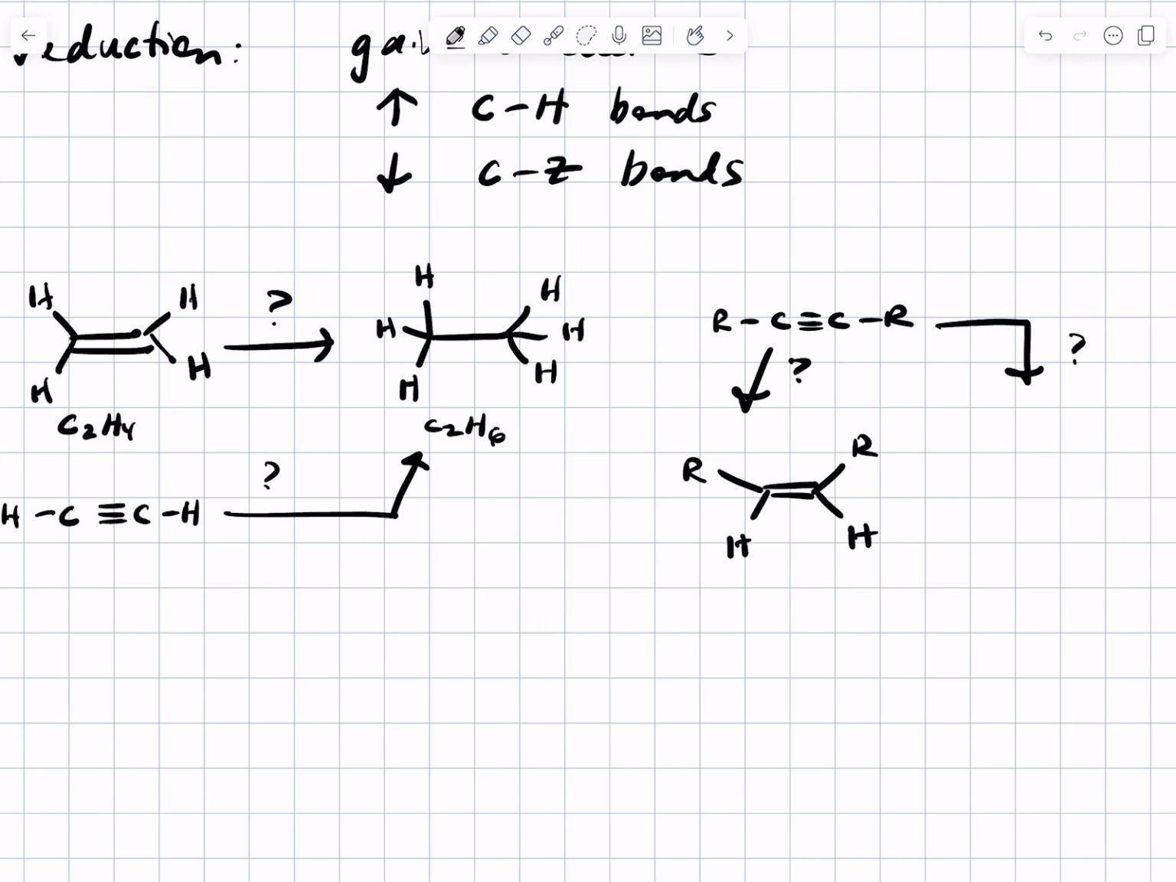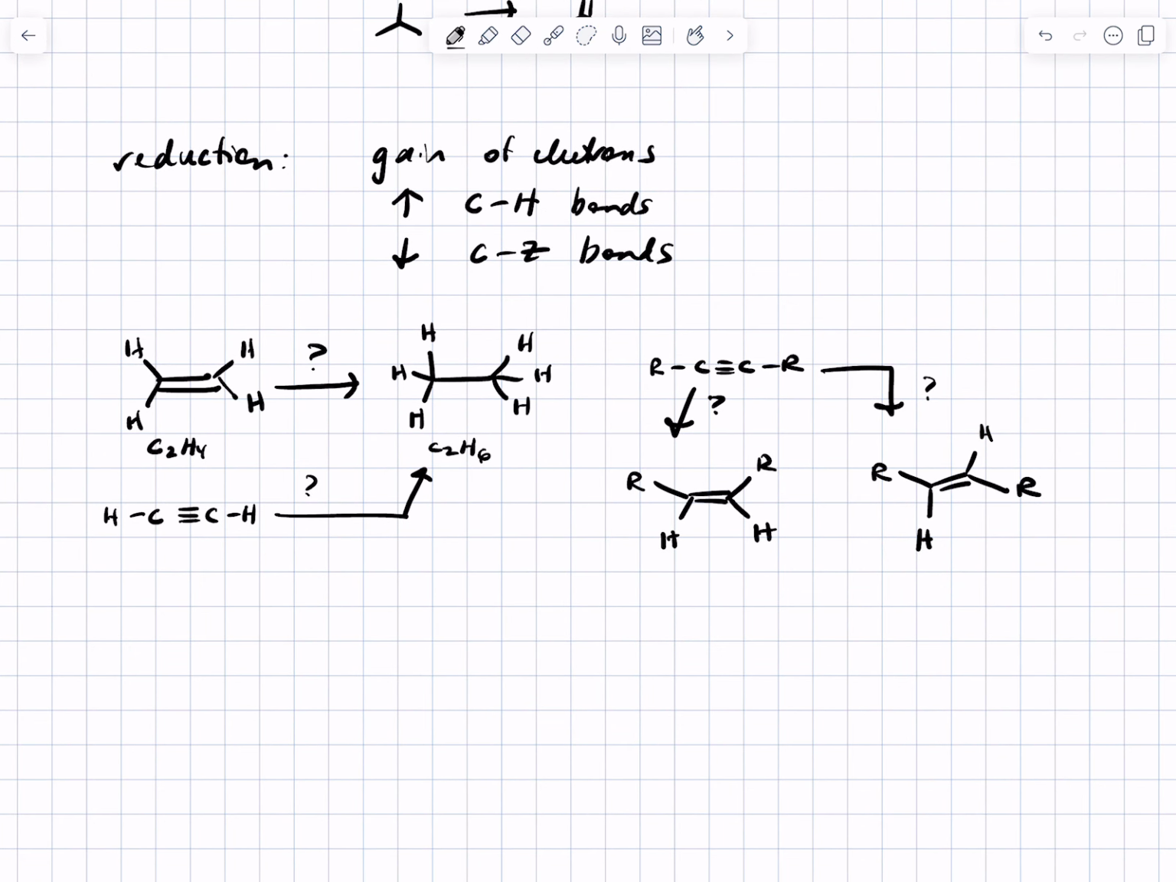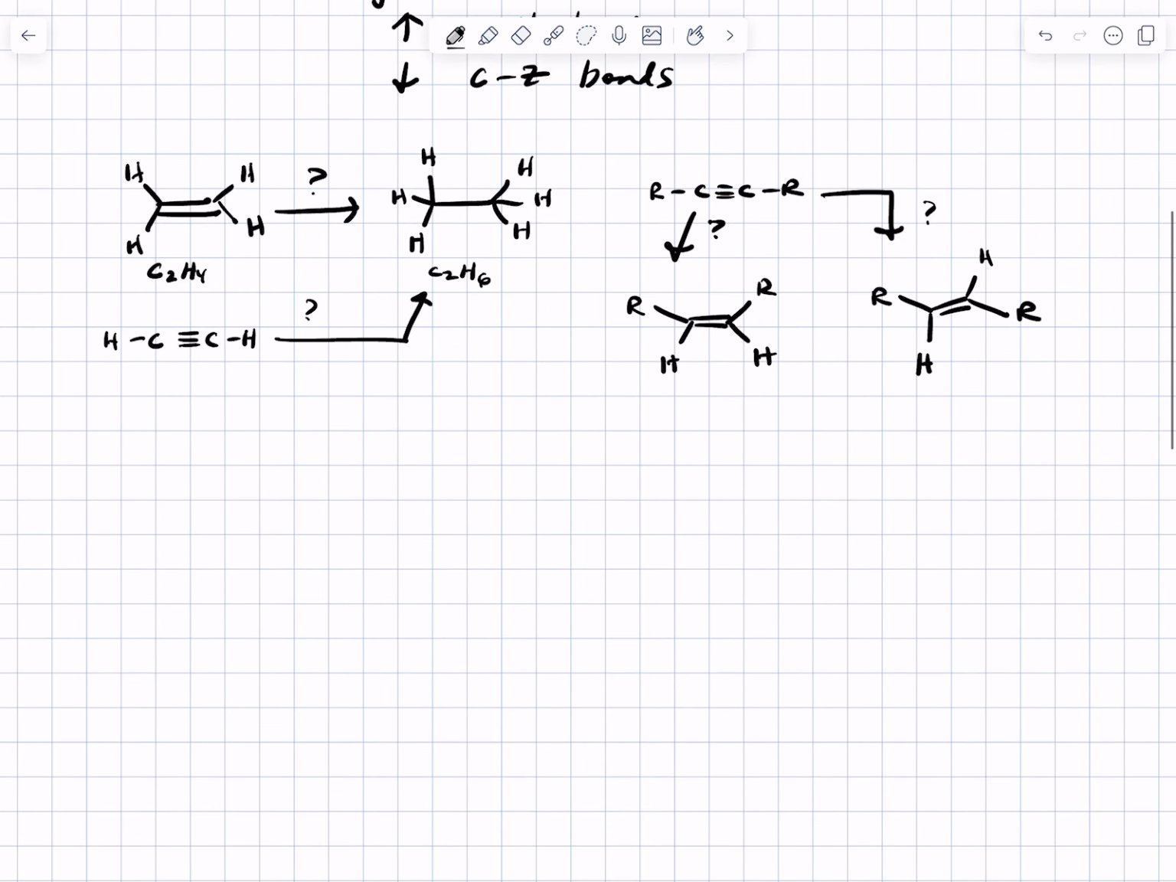And we'll also have a complementary set of reduction conditions that can convert into the trans-alkene. So stay tuned for that. Both of those are reduction reactions. Both of them basically involve adding hydrogen, H2, across a pi bond. Each carbon of the pi bond gets a hydrogen. So that's reduction. We'll do one other reduction reaction in this chapter 11.